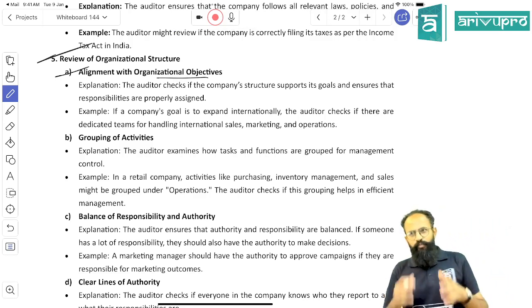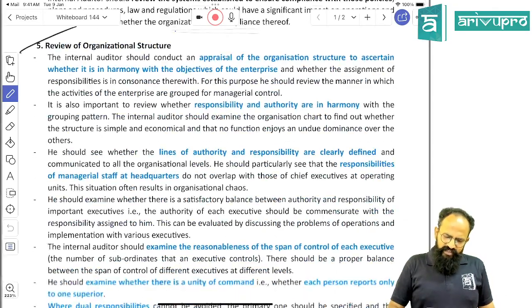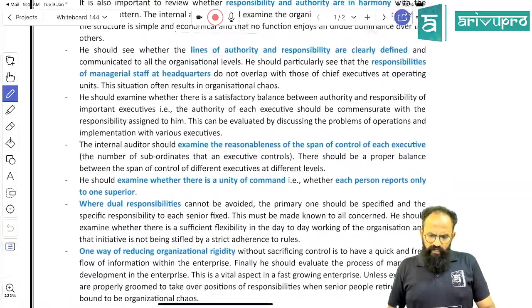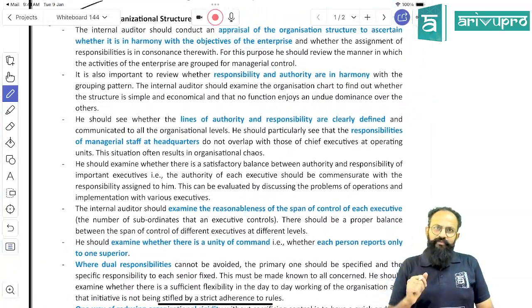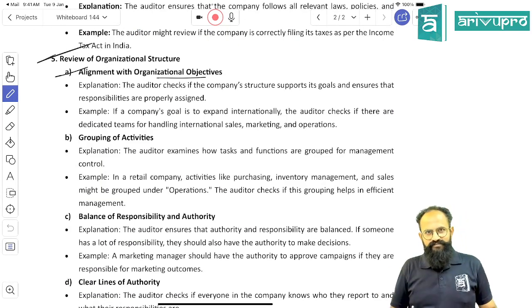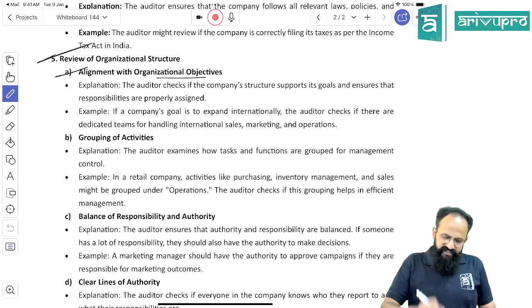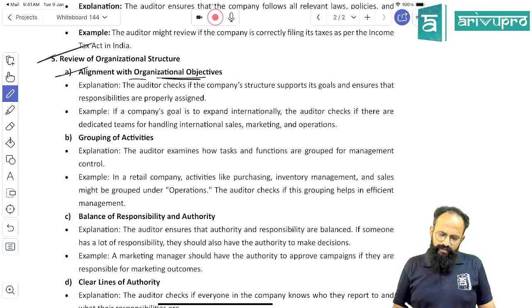So I've tried to break down every keyword. Now when you're writing the answer, see, there are so many sentences and paragraphs they have given. What I've tried to do is take the keywords from this entire paragraph, only keywords. On that I have made points. And it covers everything. Getting the point? Now see here. First it says alignment with organizational objectives. Now what do you mean by that?